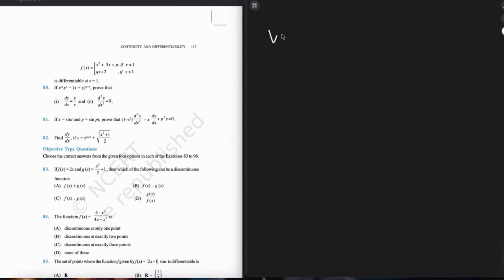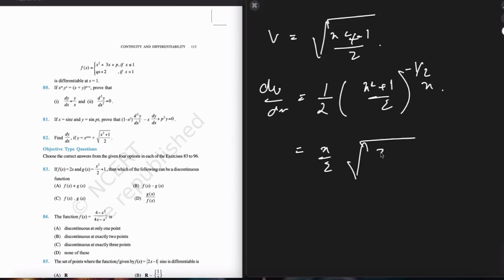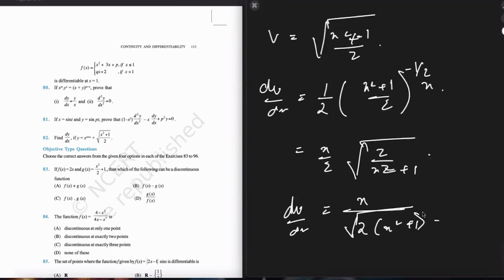And differentiating the other term, v is equal to under root x square plus 1 upon 2. So dv by dx is equal to half times (x square plus 1 by 2) raised to the power of minus 1 upon 2, times 2x upon 2, so x upon 2 under root of (x square plus 1 upon 2). So dv by dx is equal to x upon 2 under root of 2 times (x square plus 1).